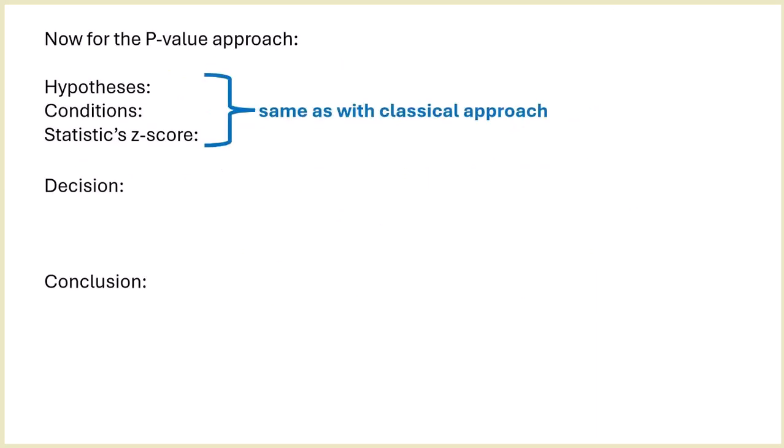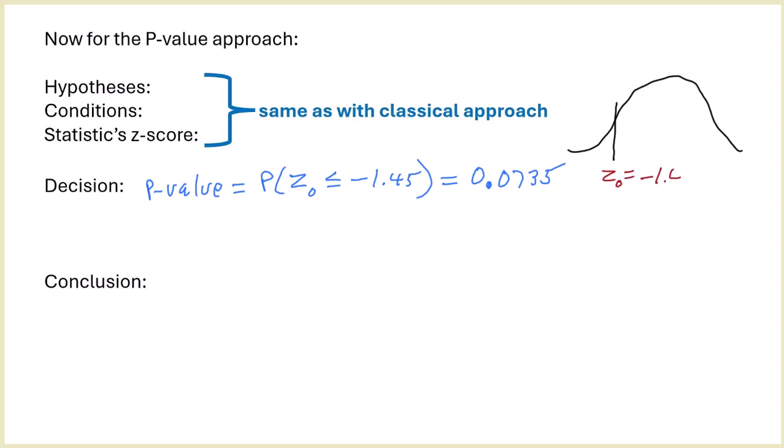Now notice something. The hypotheses, the conditions, and the z-score is the same for the p-value approach. We've already done those. Because remember, we're basing the p-value, which is a probability, on that z-score. So now what do we do? Remember, p-value is a probability. And we're saying, what's the probability the results from our sample, that z sub 0, is less than or equal to negative 1.45?